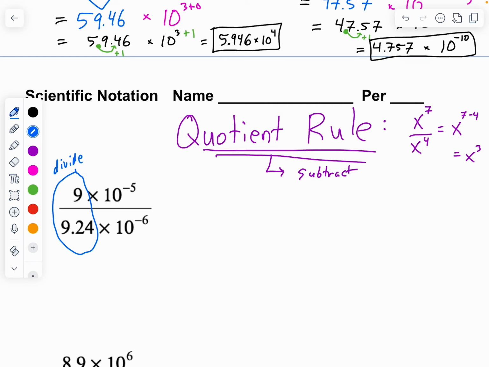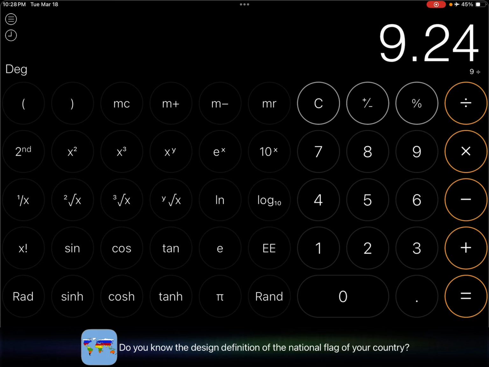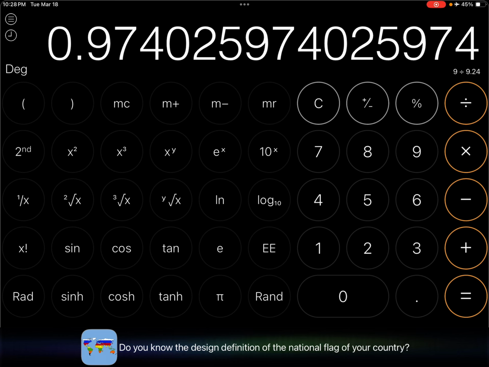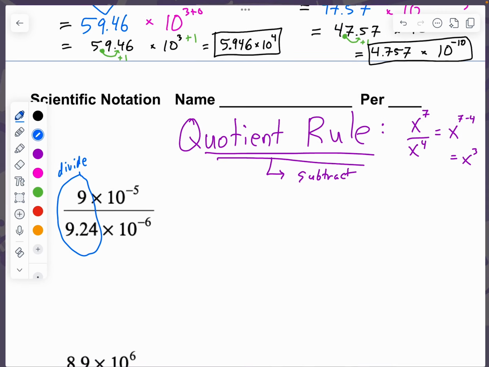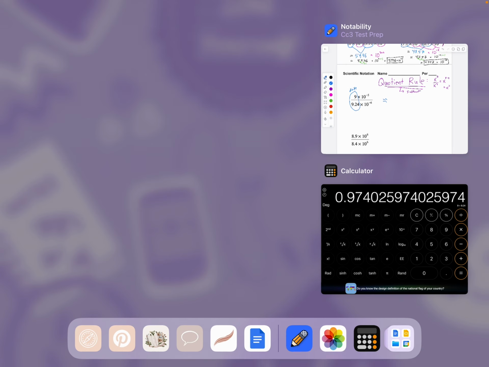Step 1, division. This is the division problem, so I'm going to divide those 2 numbers. Now, your test is going to have much easier numbers than this. Let's see what 9 divided by 9.24 is. Is that correct? Yes. 9 divided by 9.24 gives you this horrible number. Why is it horrible? Do you want to write every single digit on your paper? If you're feeling awesome, you do have plenty of space, and you could write all those numbers. But I personally am going to round it. Is that okay with you?